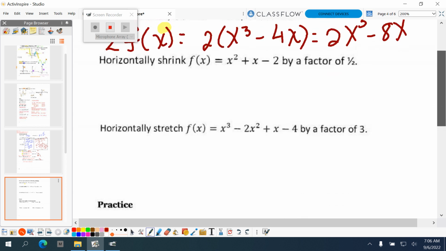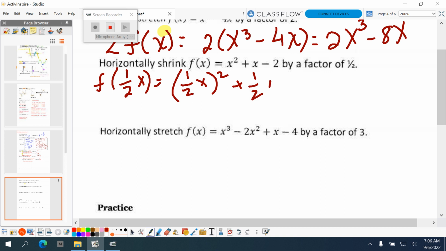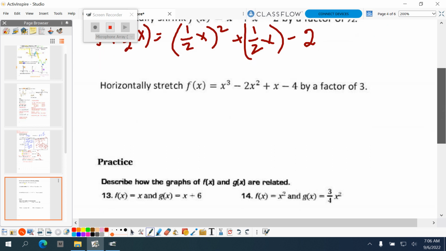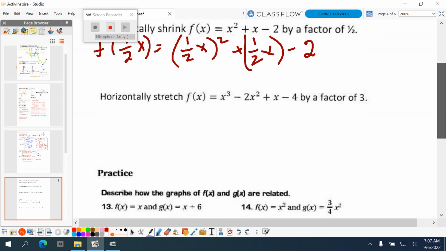Okay, horizontal shrink, horizontally to shrink. That's going to be inside, so f of 1/2 of x. This equals 1/2 of x squared plus 1/2 of x, and it's inside, minus 2. And that's it. That's all you do, guys. Horizontal stretch is inside. It's inside. And let me make sure I did that right. Shrink. Yes, did that correct. Okay.